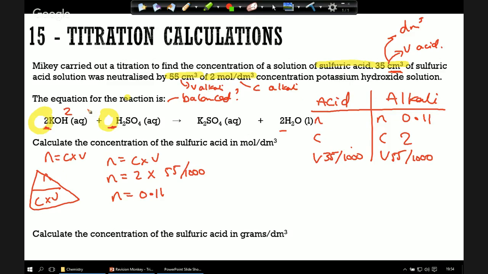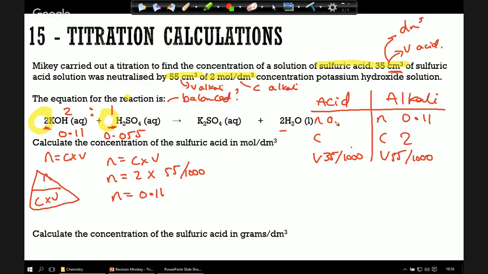So we write that down over our equation, 2 to 1, and then we write in the number of moles that we've got. So we've got 0.11, and because it's a 2-to-1 ratio, that means we must have 0.055 moles of sulfuric acid, because we've just had to halve it, because 2 halved is 1, so halve that and we end up with 0.055.